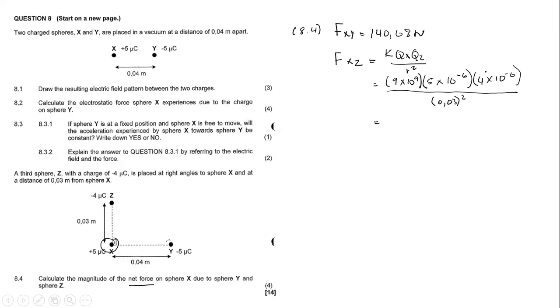So now let us try to punch this on our calculator. So we open up the fraction. So we go 9 times 10 to the power positive 9, multiply by 5 times 10 to the power negative 6, multiply by 4 times 10 to the power negative 6, and then we go 0.03 to the power of 2. Do not forget to the power of 2, that's squared. So we get that our magnitude of force is 200 newtons. So this is Fxz. So this is a force between x and z.